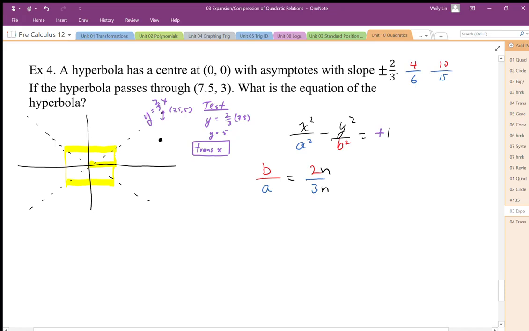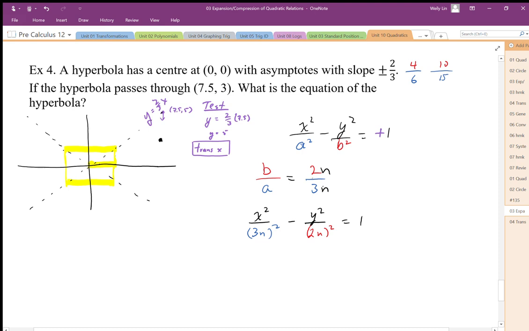So it's going to look like this. I'm going to say that x squared over 3n squared minus y squared over 2n squared, and that's going to be equal to the positive 1.